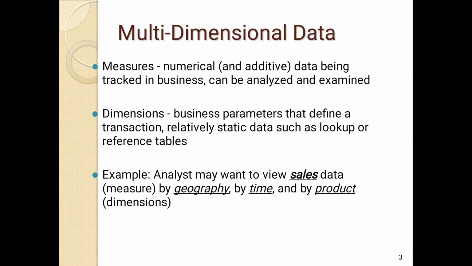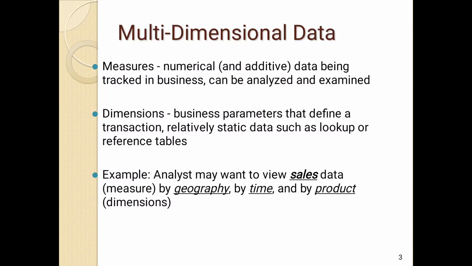Here measures are the numerical data, any data that is being tracked in business, that can be analyzed and examined. It may be your historical data, it may be your current data that is analyzed for your future business analytics. For example, you can take stock market analysis. If you are going to make a partnership in a specific business, you are going to analyze your previous business data. We call it historical data.